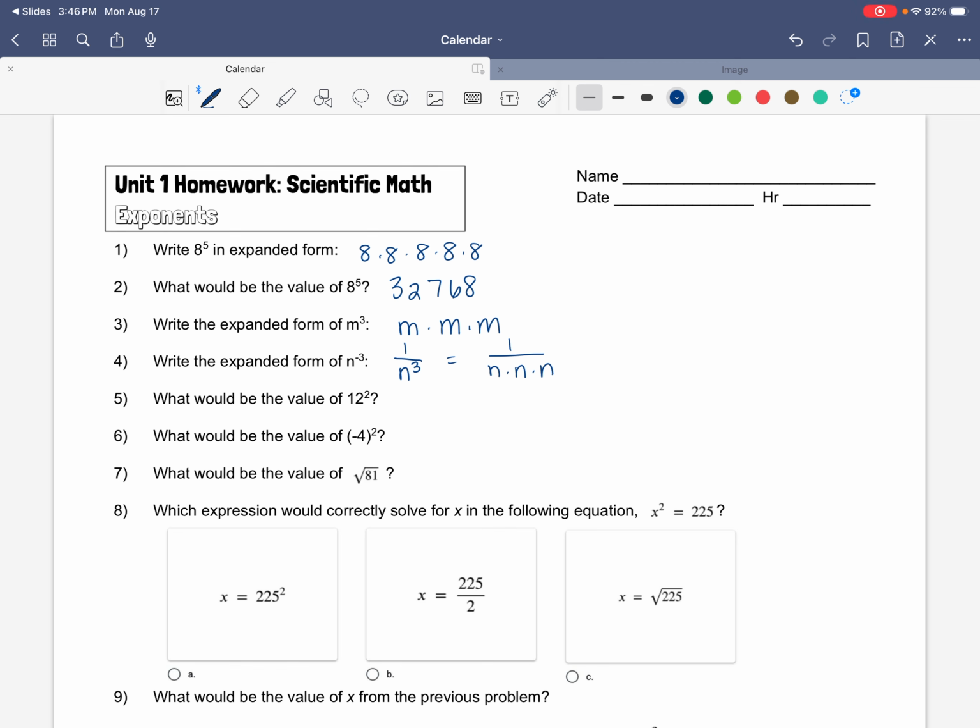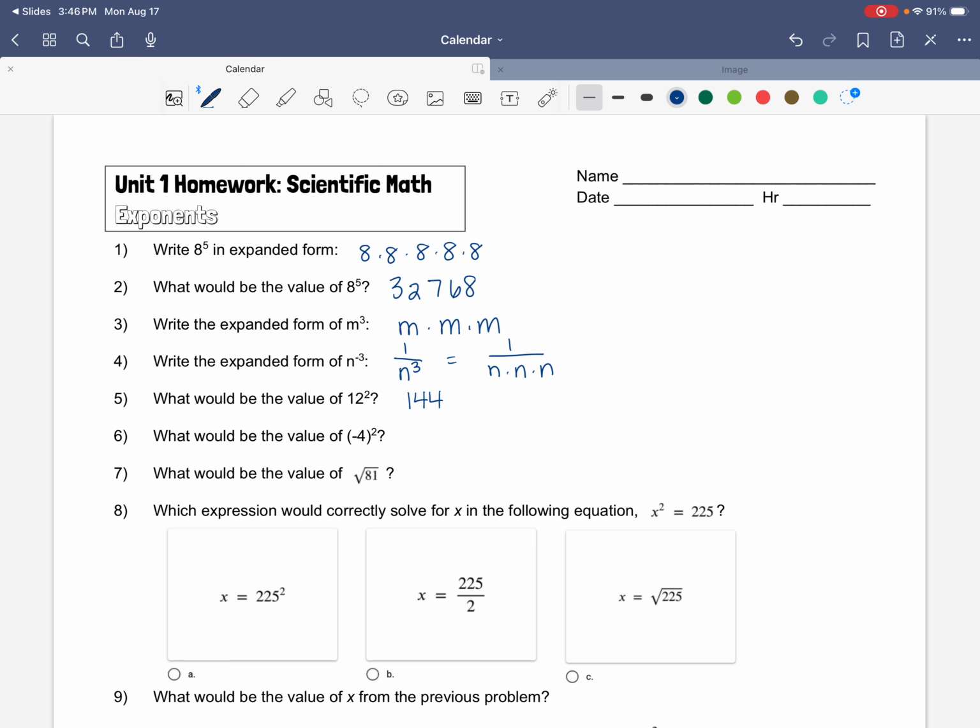For number 5, what would be the value of 12 squared? So putting this just in the calculator, because it just wants to know the value, you're going to type in 12, and then you can hit the squared button, which is the X with the little 2 next to it. It's right next to the 7 button. So when you put that in, it should have been 144. You could have also just written in the expanded form too, which would be 12 times 12.